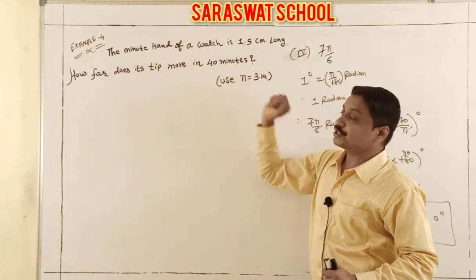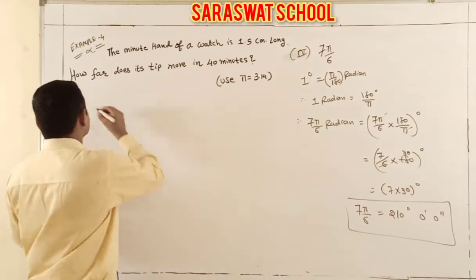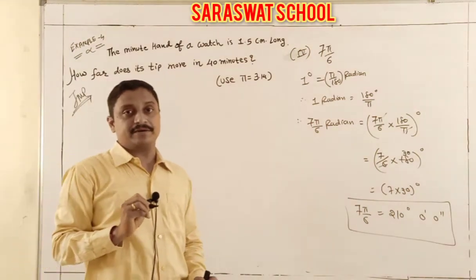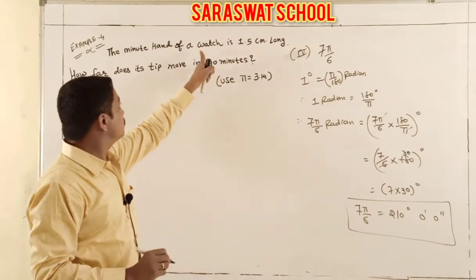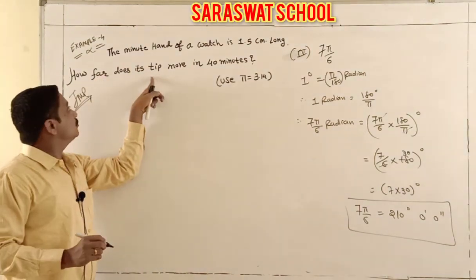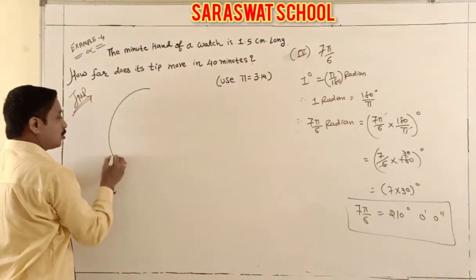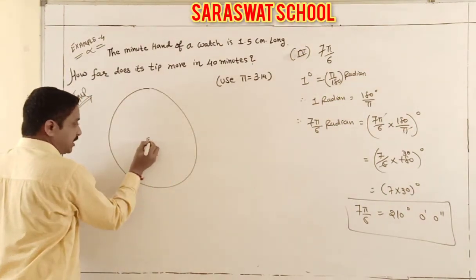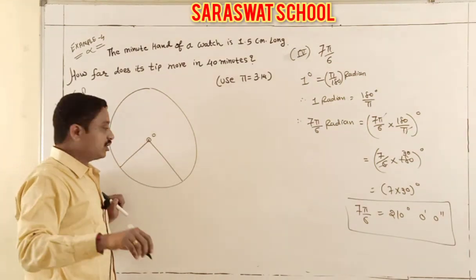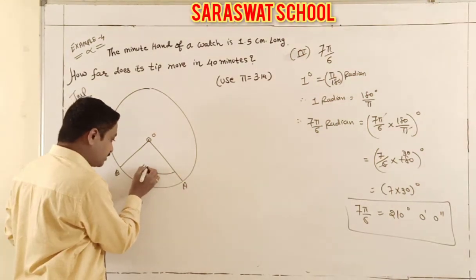The minute hand of a watch is 1.5 cm. Students, this is an important question. That's why I explain it at the end of this part. In a minute hand, the length given is 1.5 cm. How far does it move in 40 minutes? So consider this is your clock. Here is your center, and these two are the positions, initial and after 40 minutes. Here A and here B. These are to cover 40 minutes.